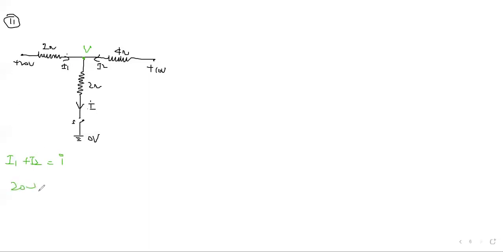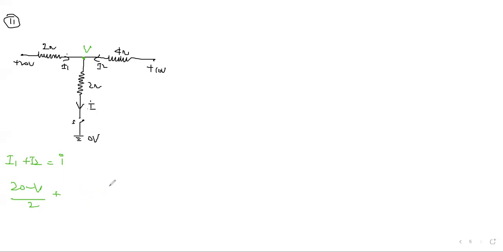So 20 minus V by resistance 2 plus, and here becomes V minus 10 by 4. The current in this branch will be what? Okay. Here we should write like current is coming here. They're given all directions, so I should write this opposite. Okay. When not given, then we assume.